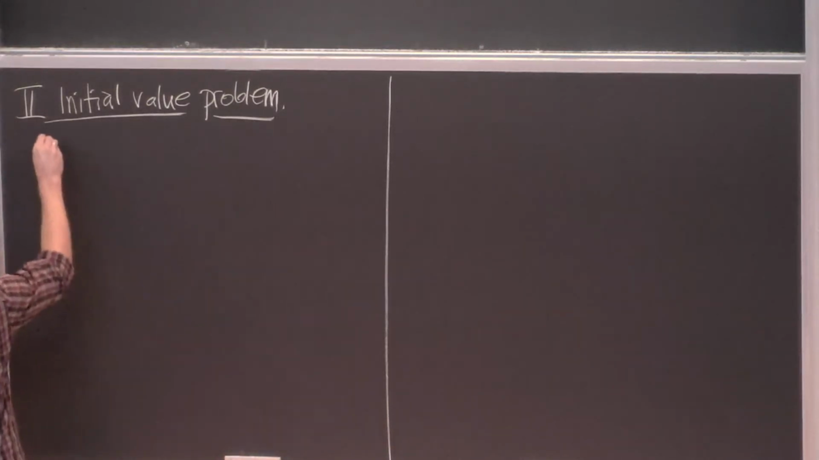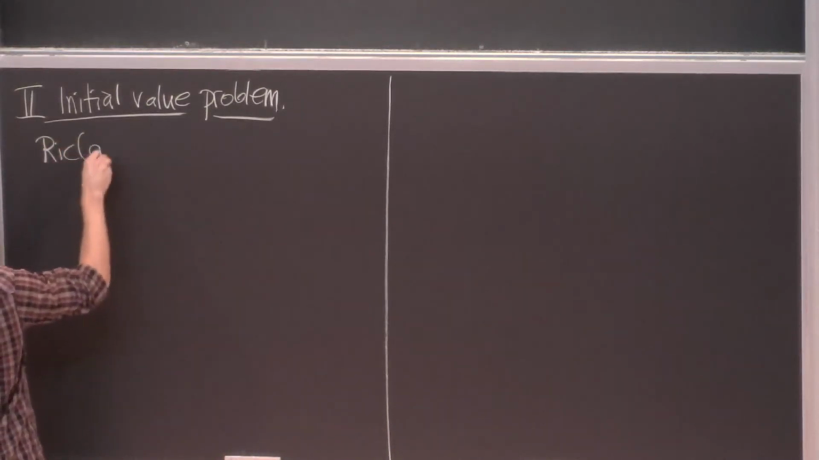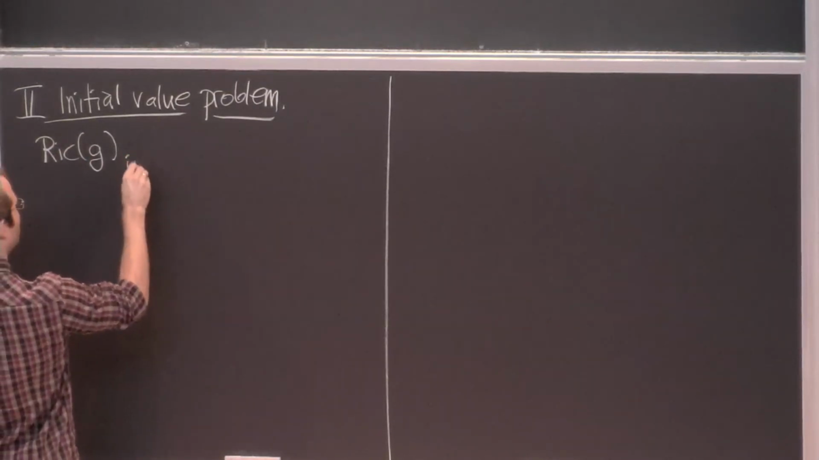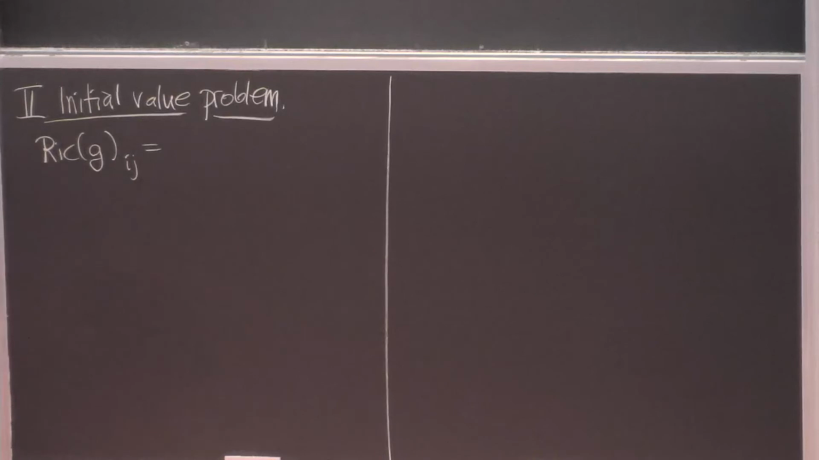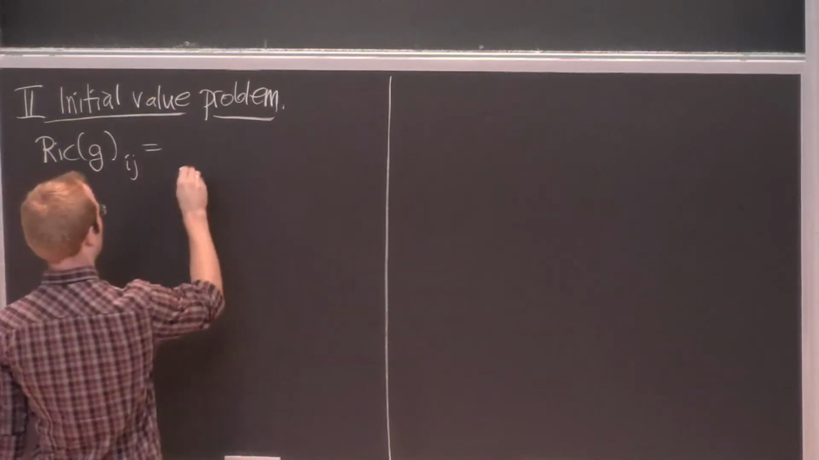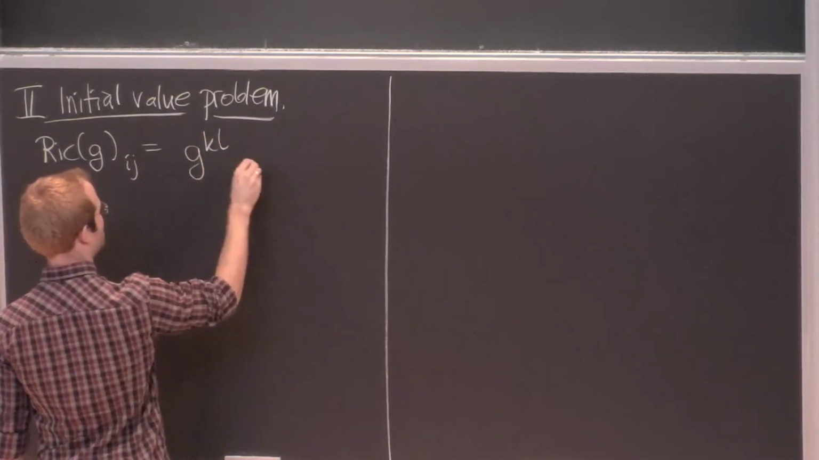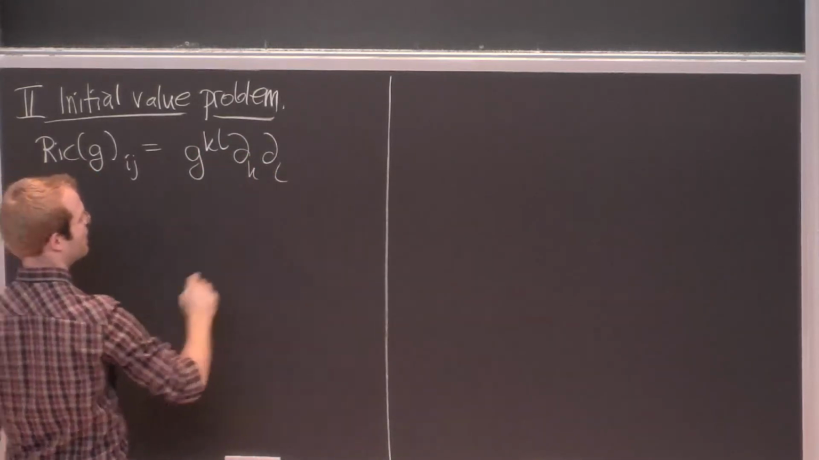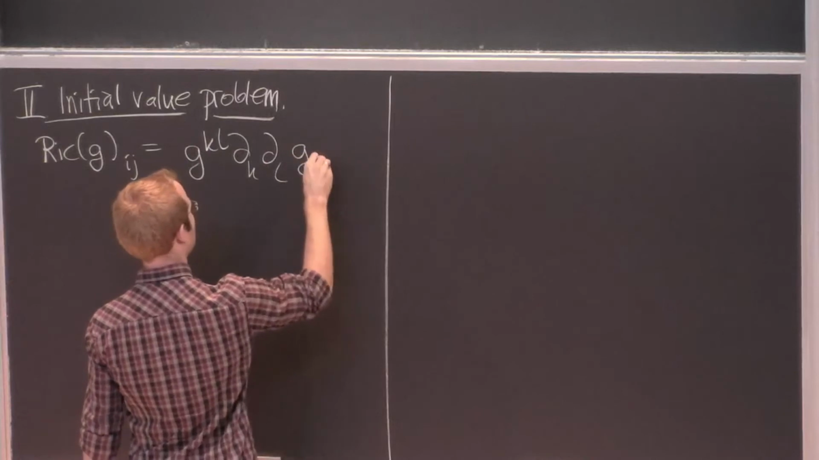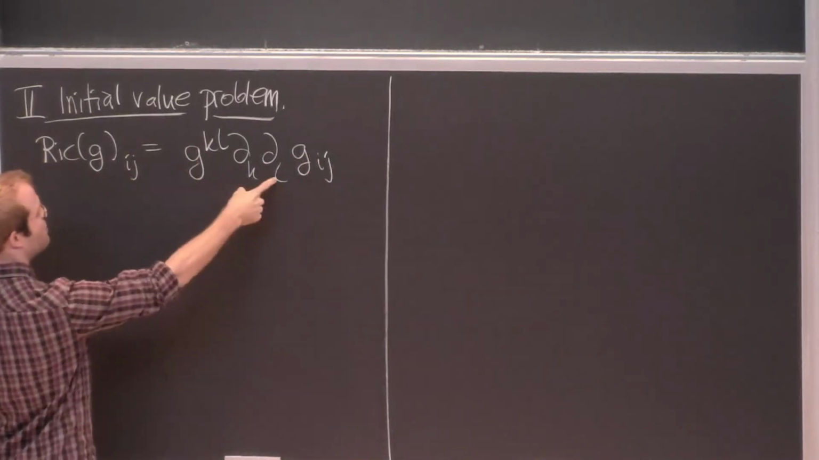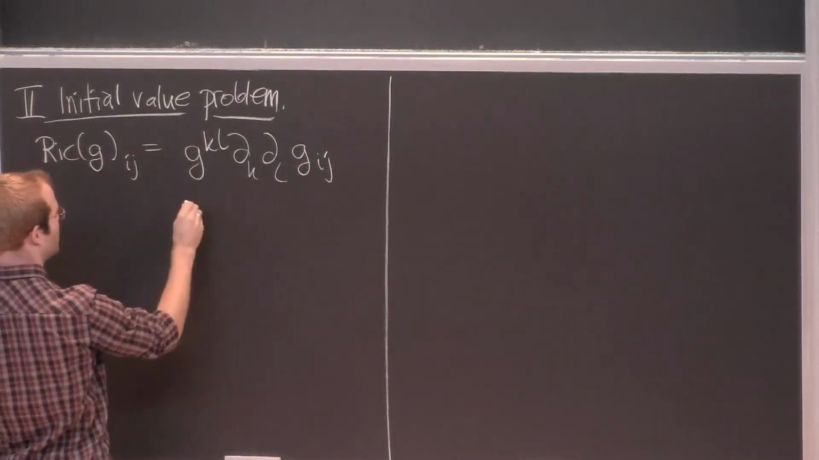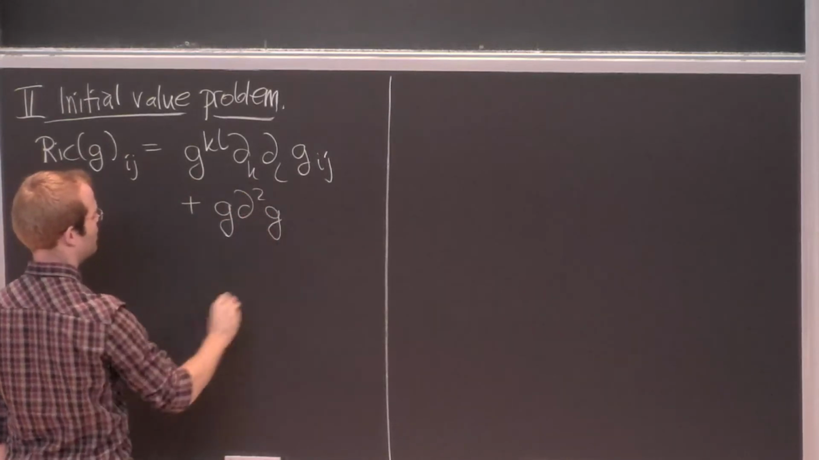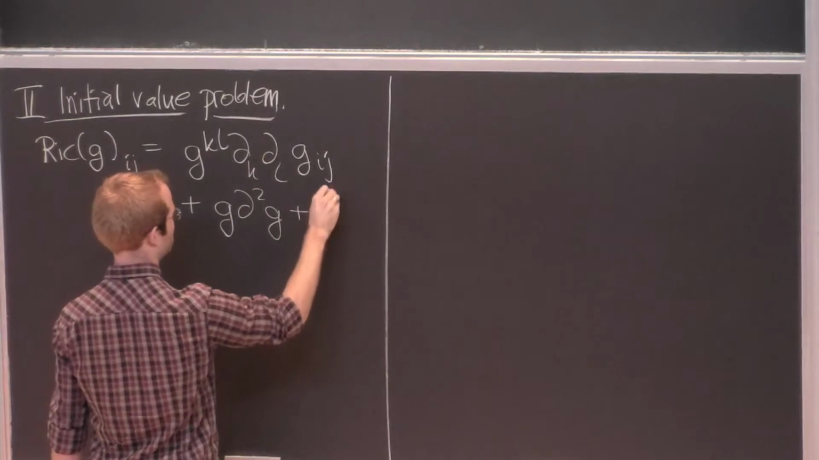OK, so to give you just a quick feel for what this Einstein vacuum equation looks like, here's a rough expression for the Ricci tensor of a metric G. I'm going to use the so-called Einstein summation convention, which means you sum over K and L when they're repeated. And so you take these second derivatives of the metric coefficients G sub ij, and then there are some extra terms of some similar form. And then there are some first-order terms, nonlinear.